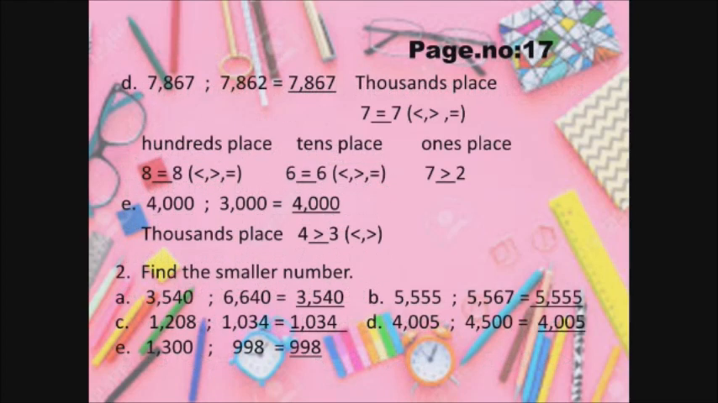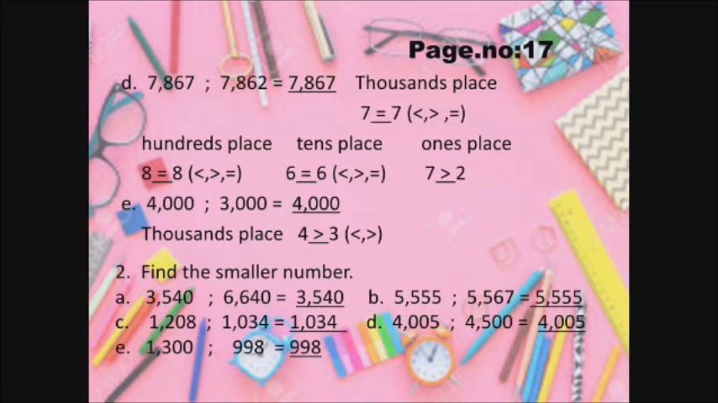Here we have the continuation on page number 17. Up to the C sum we have seen in the previous slide. Now we move on to the D sum, 7867 and 7862. Find out which is the greater number.